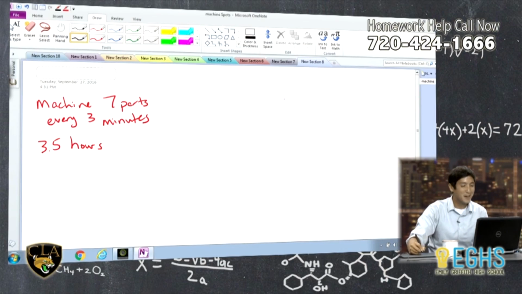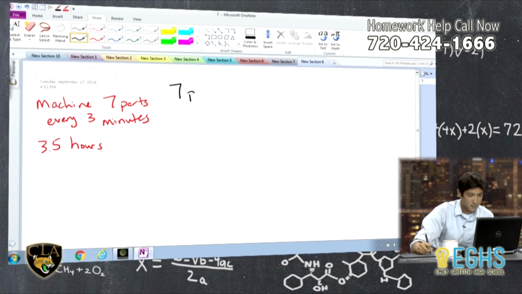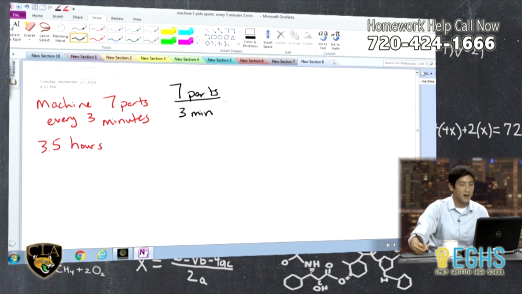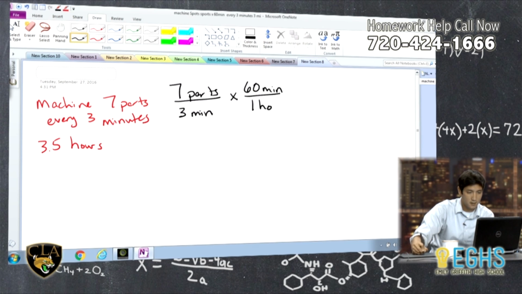All right. So we're going to set up a proportion. Every 3 minutes, 7 parts are machined. So we could say 7 parts for every 3 minutes. I'm unfortunately not going to write as neatly. So that's one of the proportions. And we're saying that we can do this every 3 minutes. And in the end, we want to know how many we can create in 3.5 hours. So we kind of want to convert these minutes into hours. So times, I'm going to say 60 minutes for every 1 hour. Right? That's how you would set it up, right?